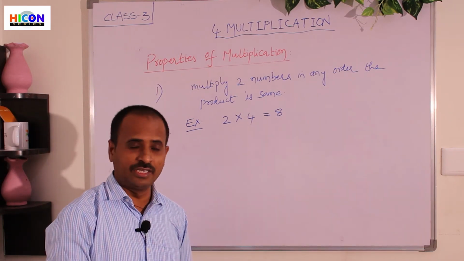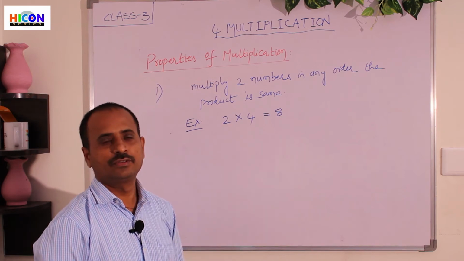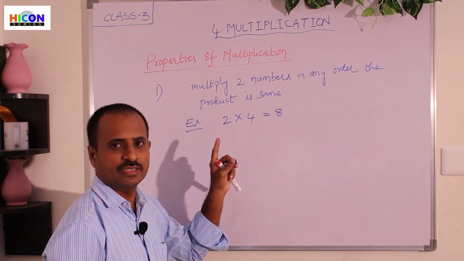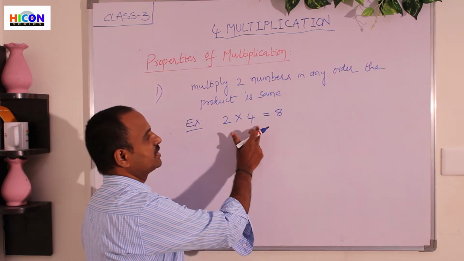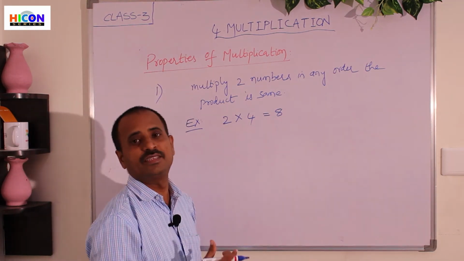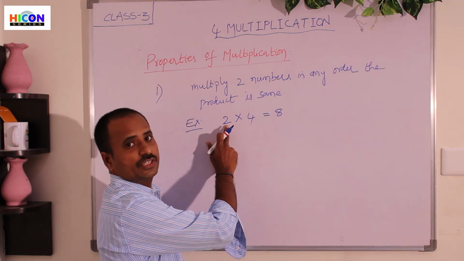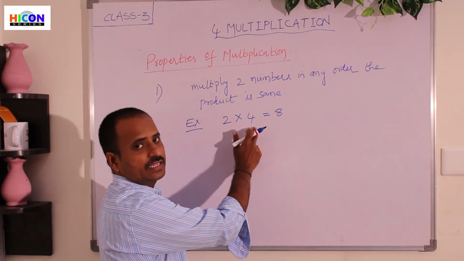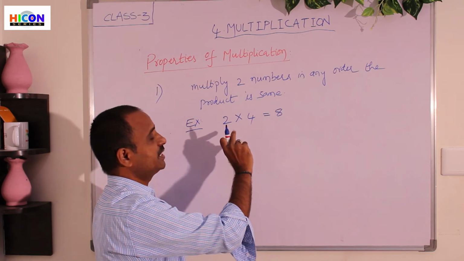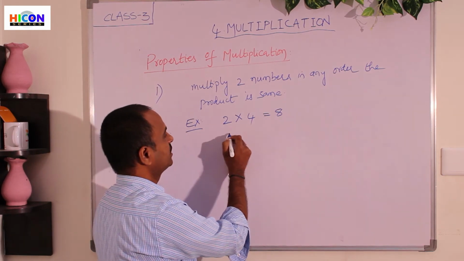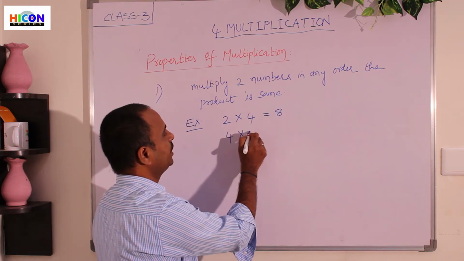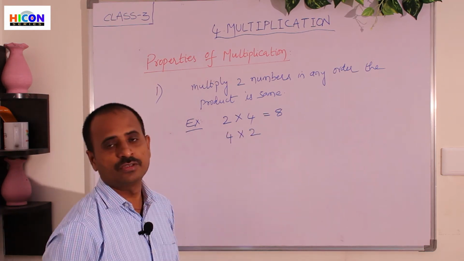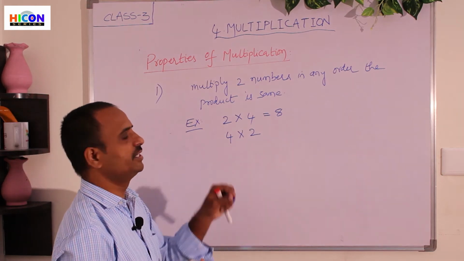Now I will change the order of these numbers and I will again multiply. Order means their places. Here 2 is taken in the first place, 4 is taken in the second place. Now I will change their places. That means 4 will be taken in the first place and 2 in the second place. So the order of multiplication is changed here.